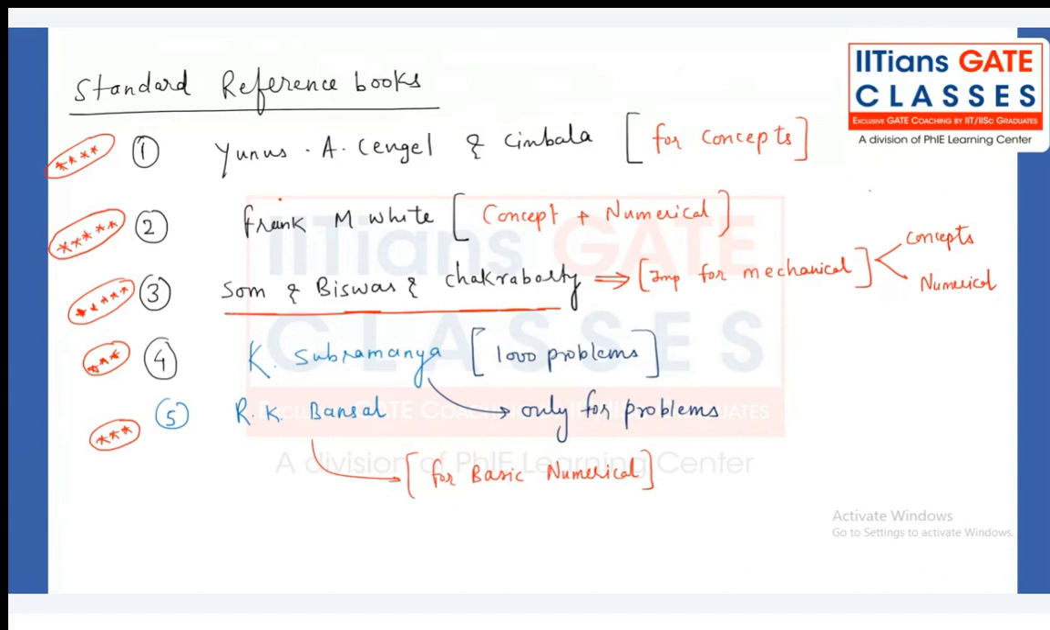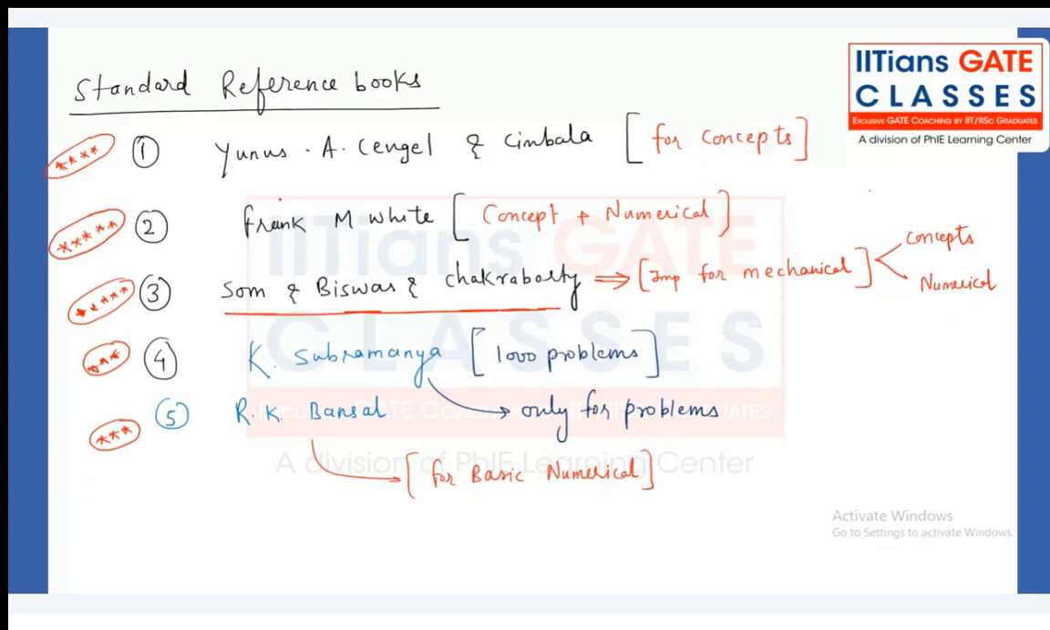The fourth one is K. Subramanian. You can follow this only for problems. They have given 1,000 problems combining all the chapters. It is very good only for problems, but there are mistakes in this textbook too, regarding the final answers and some of the data. Then the fifth one is R. K. Bansal. That is not a very good book, because there are some mistakes in conceptual clarity too. Conceptually there are certain mistakes, but for basic numericals you can follow this textbook.